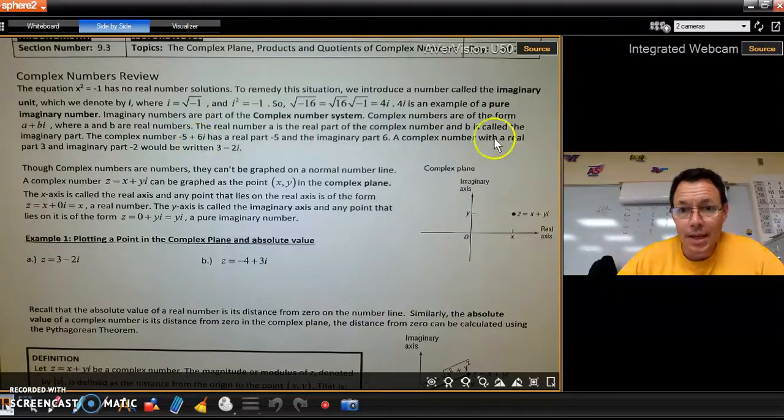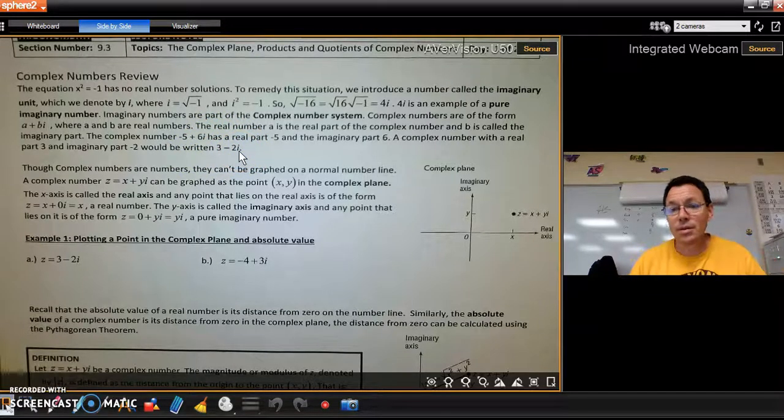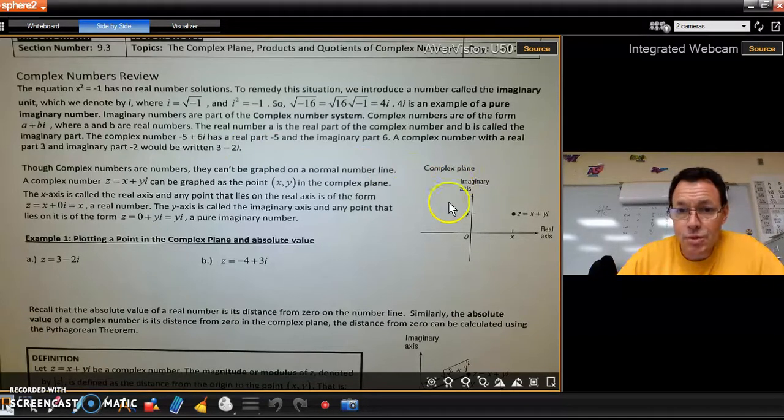A complex number with a real part of 3 and an imaginary part of -2 would be written 3 minus 2i. Now, this is a number, but even though it's a number, you couldn't graph it on a number line because there are two parts to it. You can graph complex numbers, but you have to use a two-dimensional plane to do that.